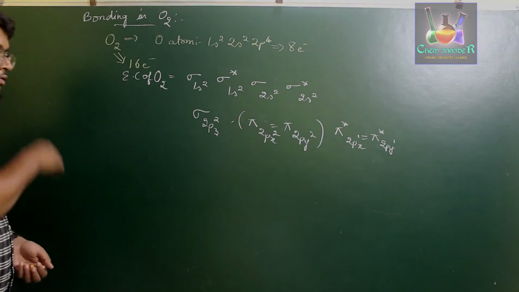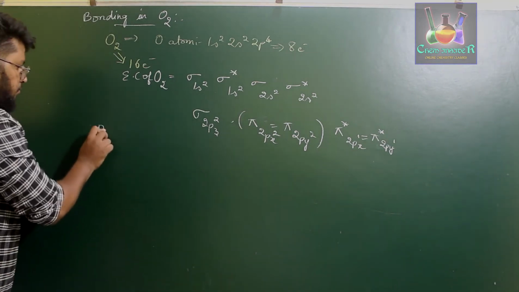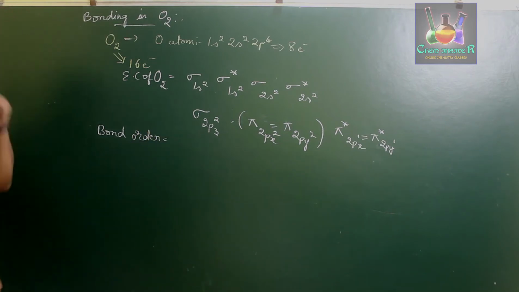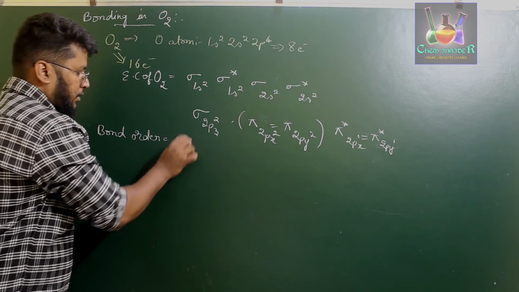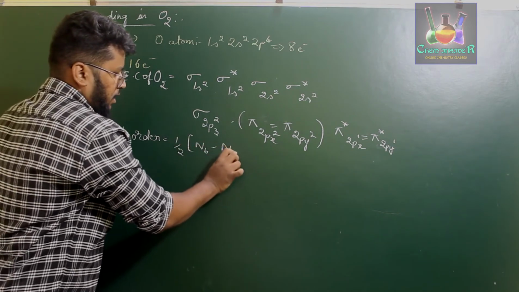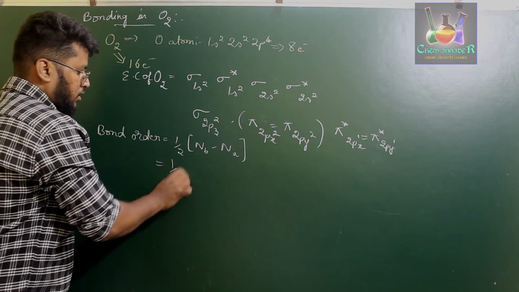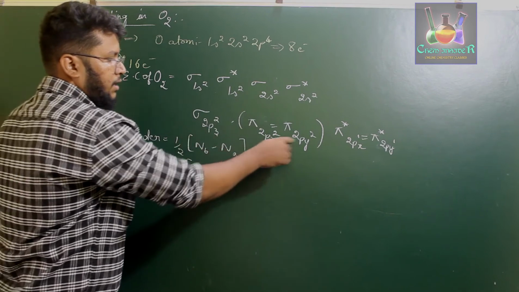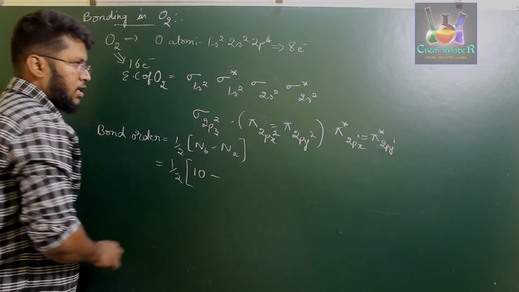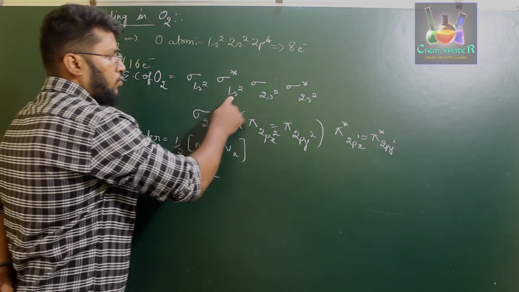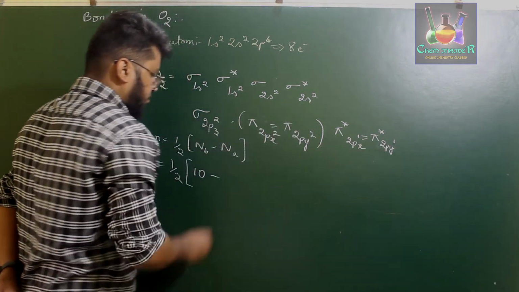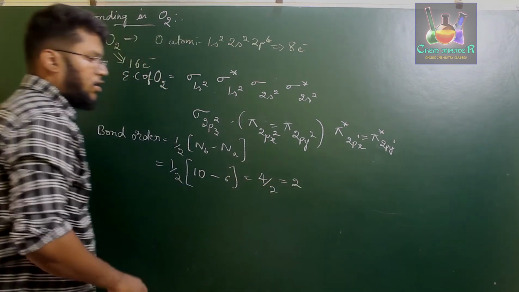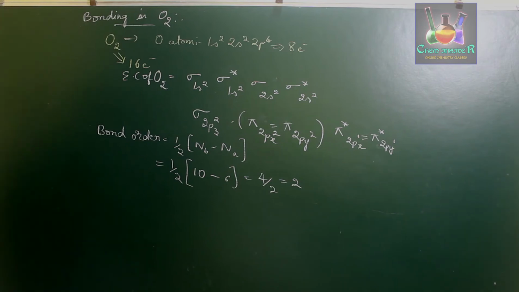Now let's discuss the bond order. The bond order of the oxygen molecule is 1/2 into Nb minus Na. The number of bonding electrons in this oxygen molecule is 2, 4, 6, 8, 10. So the total number of bonding electrons is 10. The number of anti-bonding electrons is 2, 4, 5 and 6. So that gives us 4/2. Therefore the bond order is 2. So the bond order of the oxygen molecule is 2.